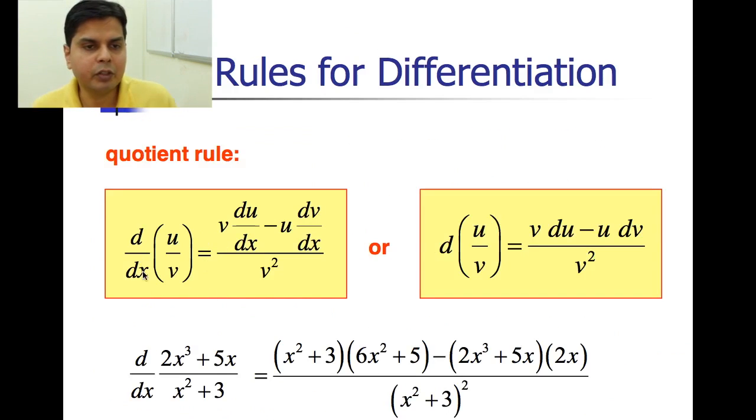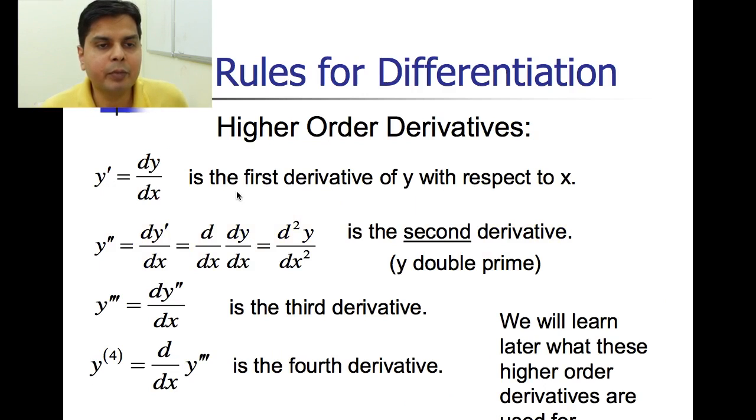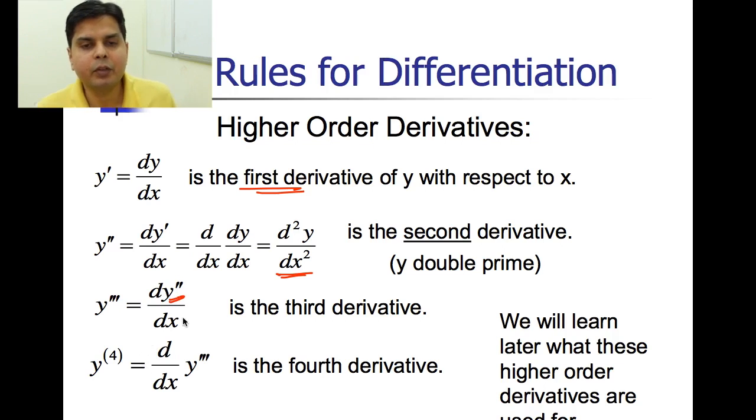Similarly, you have the quotient rule also, that d by dx of u by v will be v times du by dx minus u times dv by dx, divided by v square, or you can write it in this way also. Then there are higher order derivatives also. If you have y prime is equal to dy by dx, it is the first derivative. If I differentiate this again, I will get the second derivative. So y double prime will be d of y prime by dx, that is d square y by dx square. The third derivative will be the differential coefficient of y double prime. So you can go on doing like this.